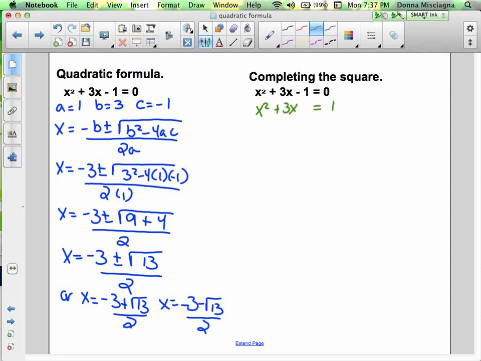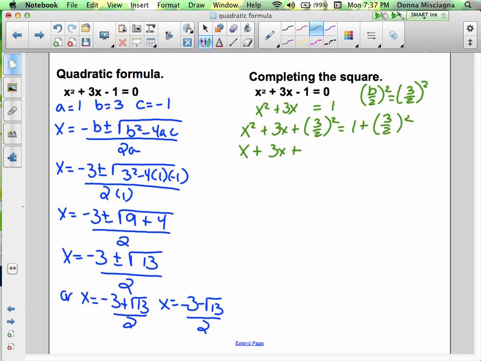All right, so now I need to add b divided by 2 squared to both sides. That's going to be 3 divided by 2 squared, right, which, write that over here, x squared plus 3x plus 3 divided by 2 squared equals 1 plus 3 divided by 2 squared. Of course, 3 divided by 2 squared, that's 9/4, equals 1 plus 9/4. Right?